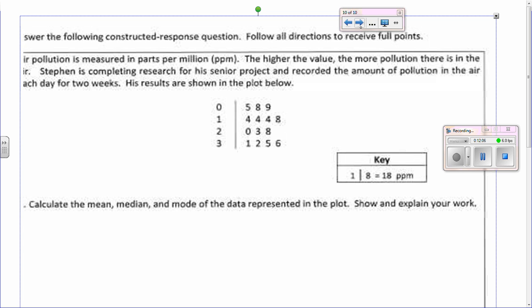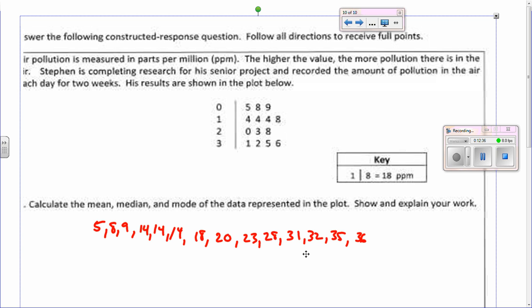So, in order to do the mean, well, here's how I would do it. I would list out all the numbers: 5, 8, 9, 14, 14, 14, 18, 20, 23, 28, 31, 32, 35, and 36. Okay? And to find your median, it's just the middle number.